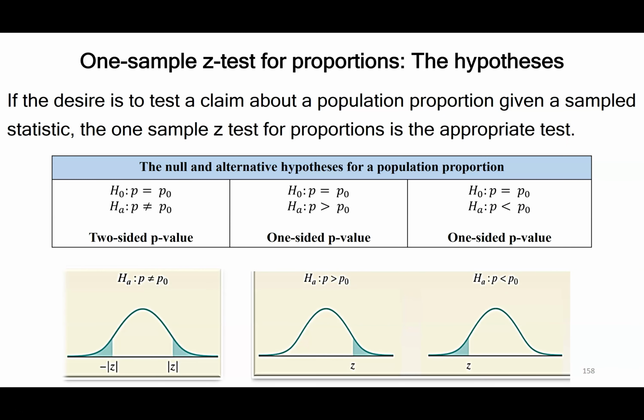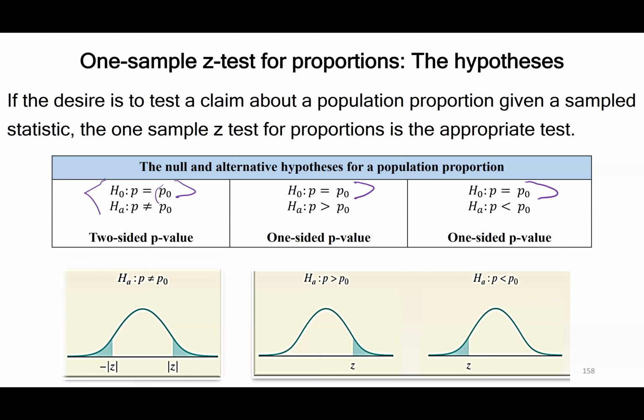So, our 1 sample z-test for proportions. We need to set up our hypotheses. Our null hypothesis is going to be the same no matter what. It's going to be P, and it's always P. It's never P hat. No P hats in here ever. P is equal to P naught.